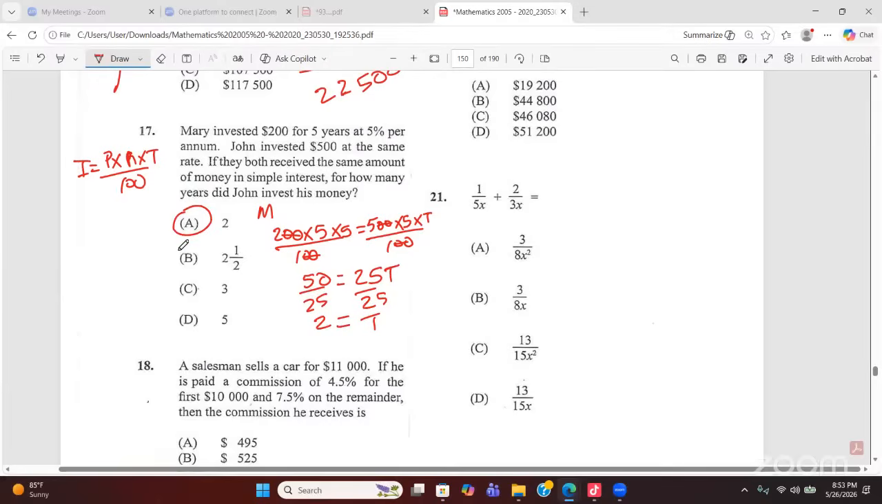Anybody work out number 17 yet? I know, you were waiting to see what we got. So basically in this question, all you got to do is equate their interest, because their interest is the same. We had John on this side and Mary on that side, but they share the same interest.